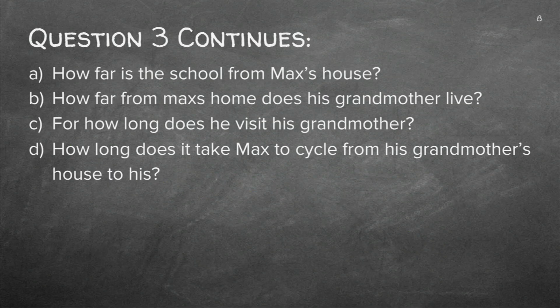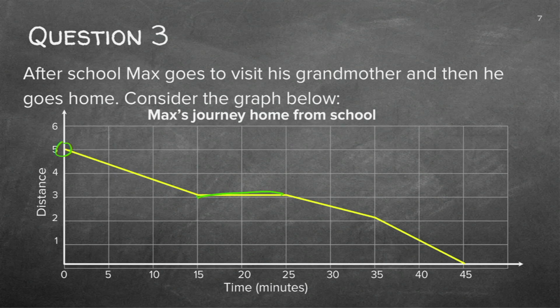And how long does it take Max to cycle from his grandmother's house to his? It took him 10 minutes. And there's 25, so it goes slowly and then faster. So it took him 5, 10, 15, 20 minutes.